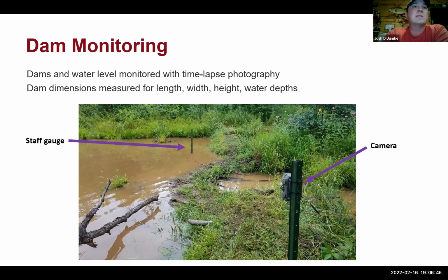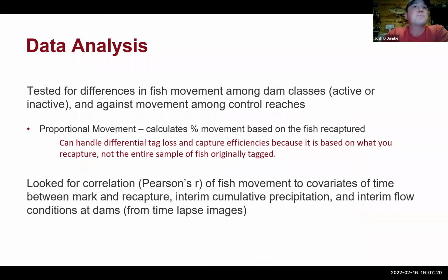At the dam sites, we monitored the water level with time-lapse photography. There were 2 instruments left out all summer: the camera on a stake that took 1 hour time-lapse photos of the dam, and a staff gauge out in the pond. When we were doing our electrofishing, we measured the dams for length, width, height, and water depths around the dam. But really, some of the best data turned out to be these images from the time-lapse photos.